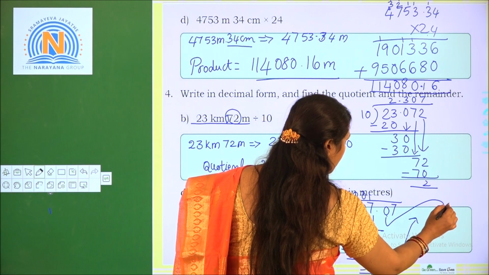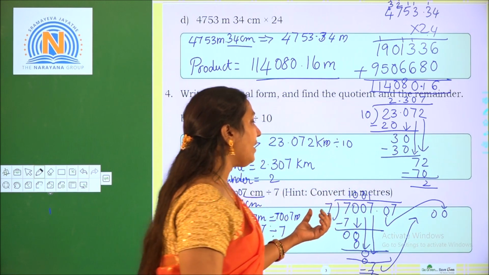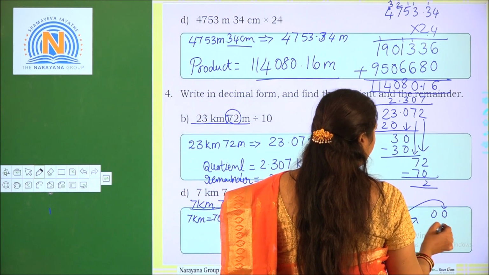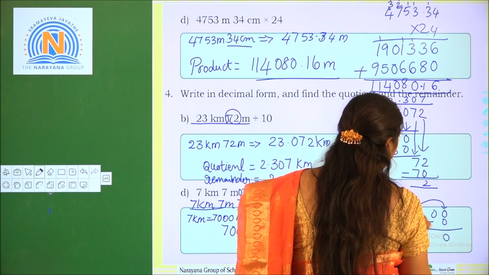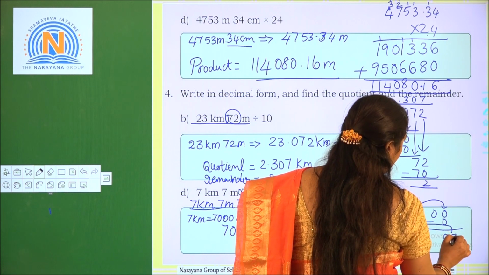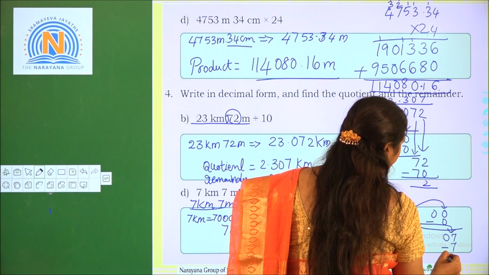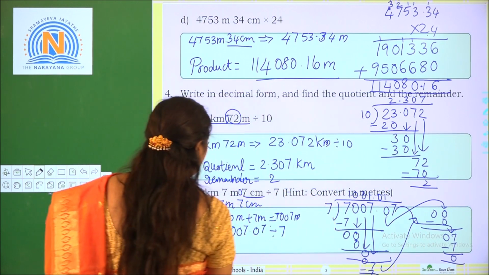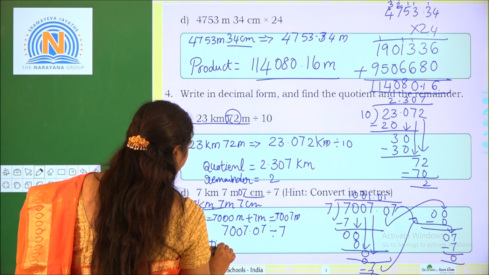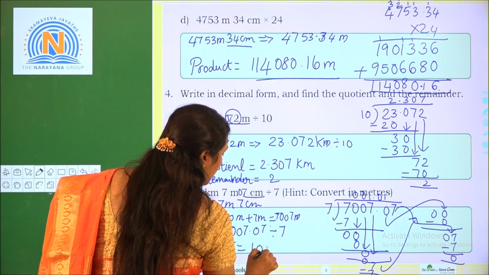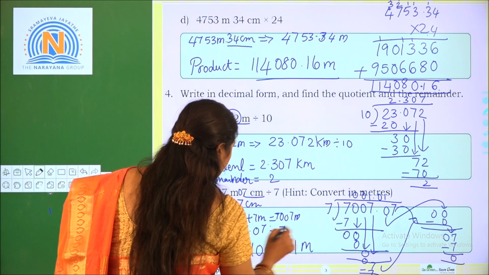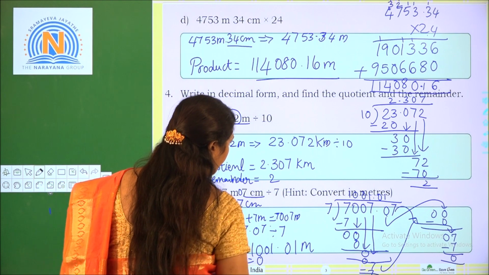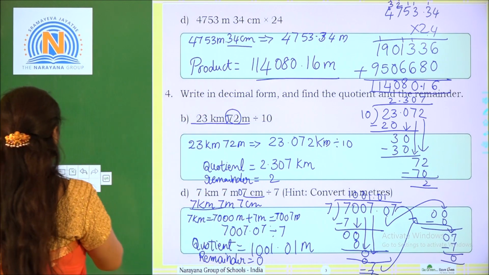Now bring down 0. Can we divide, children? No. So again keep the 0. Now bring down the 7. How many times, children? 1 time. So 7 minus 7 is 0. Now what is the quotient, children? The quotient is 1001.01 meters and the remainder is 0. Got it? Coming to the next one.